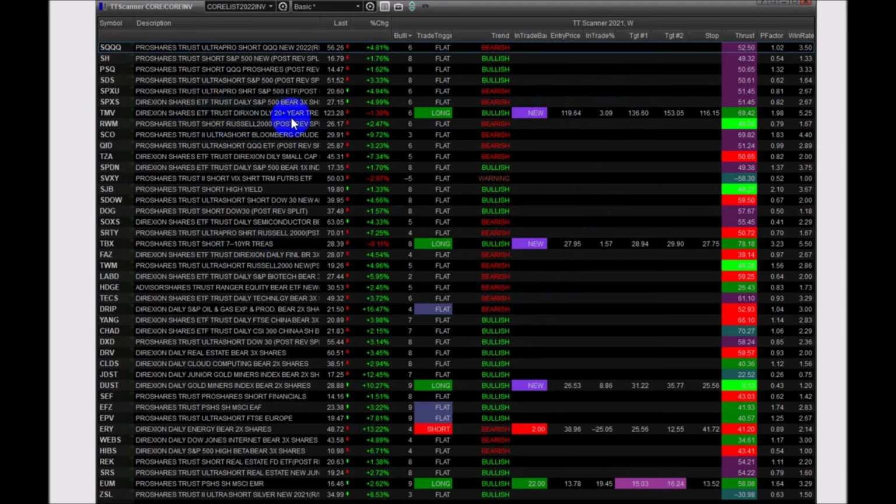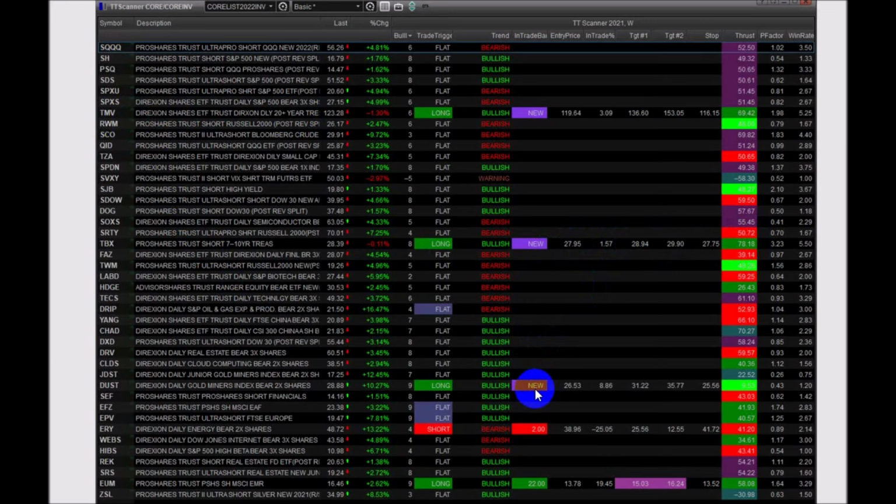This was maybe short Treasuries here as well. TMV, I'll have to look. New trade, 27.95. We got 1.57%. Moderate thrust trending. Very good setup. We haven't hit any of our profit targets yet.